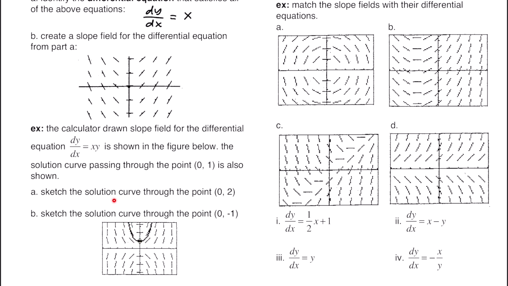Part A says sketch the solution curve through the point (0, 2). So we plot the point (0, 2). And to the right, we're going to curve up. And to the left, we're also going to curve up.